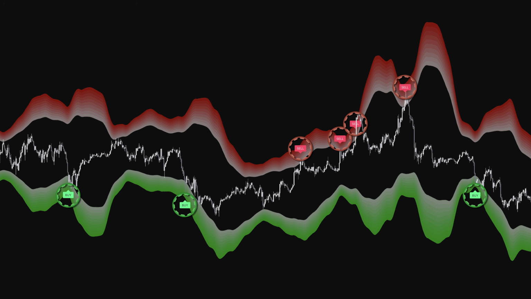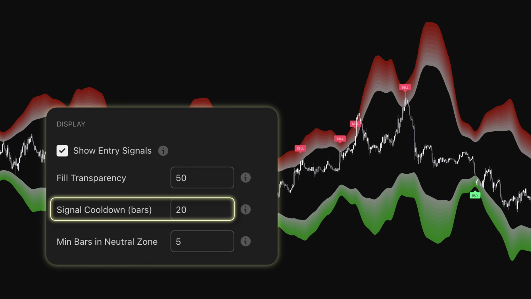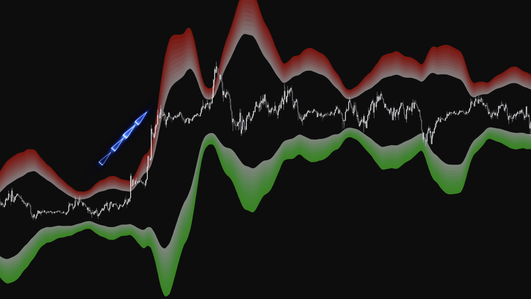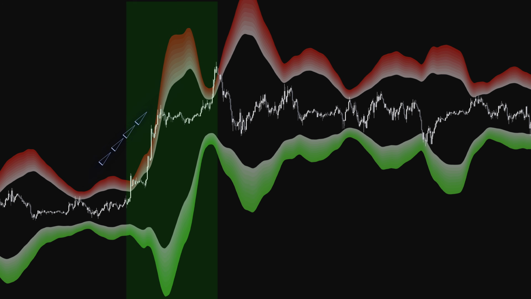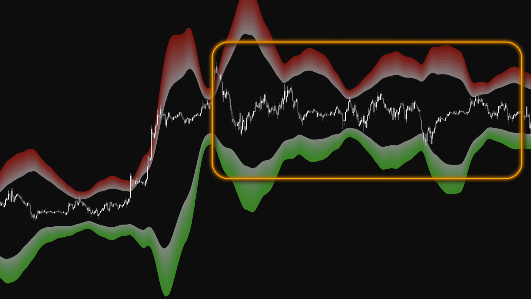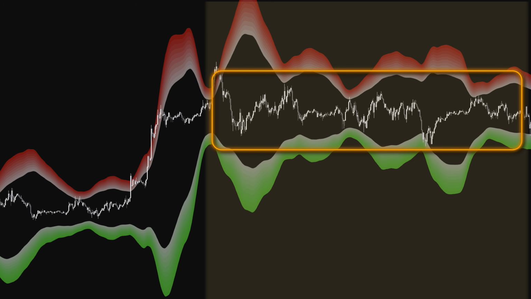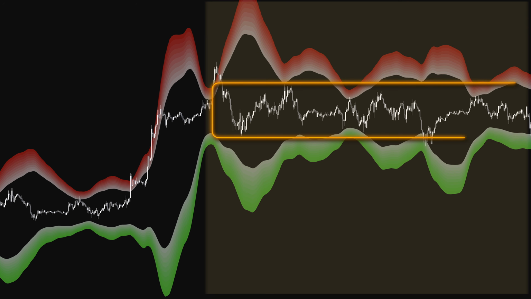Signal generation triggers when price enters extreme zones after spending time in neutral territory. The cooldown parameter prevents signal spam by blocking new alerts until minimum bars elapse. During strong trends where ADX exceeds the threshold, expanded zones acknowledge that trending markets naturally push further into statistical extremes. When ADX falls below the weak threshold, compressed zones reflect lower conviction environments where mean reversion becomes more reliable.